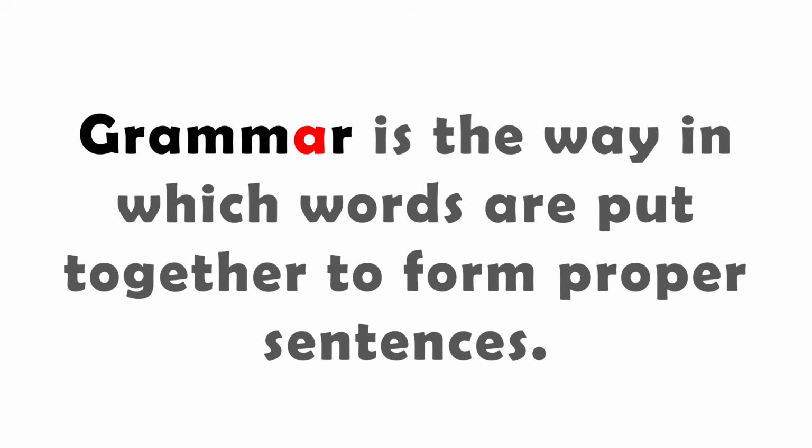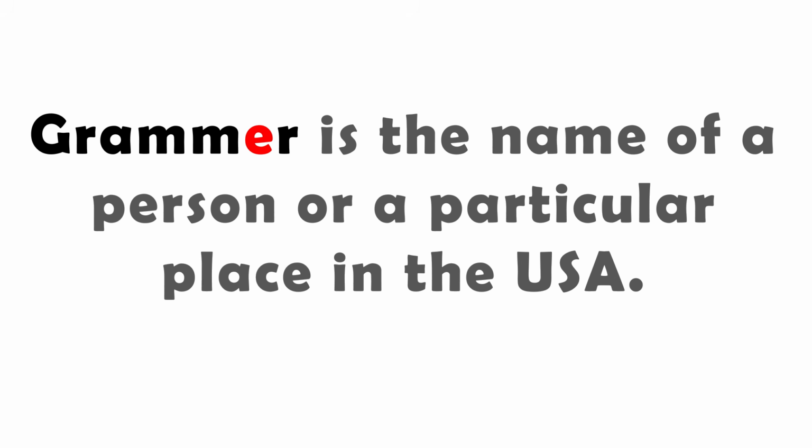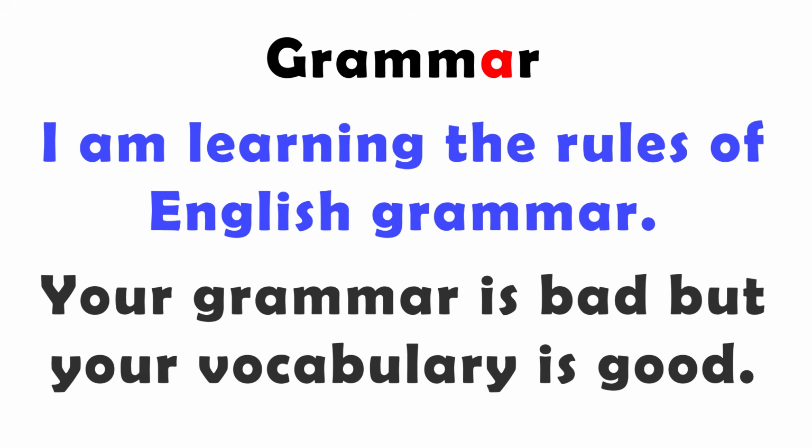Grammar is the way in which words are put together to form proper sentences. Grammer is the name of a person or a particular place in the USA. Here are some examples. I am learning the rules of English grammar. Your grammar is bad, but your vocabulary is good.